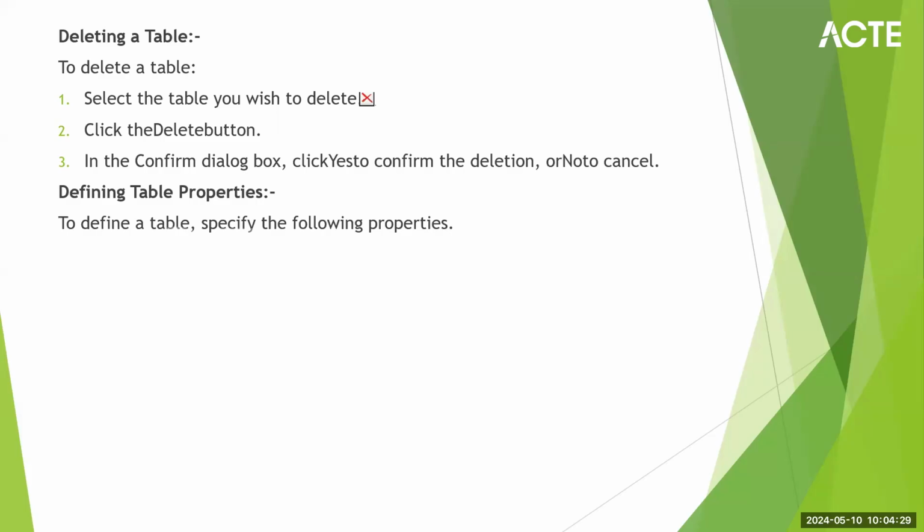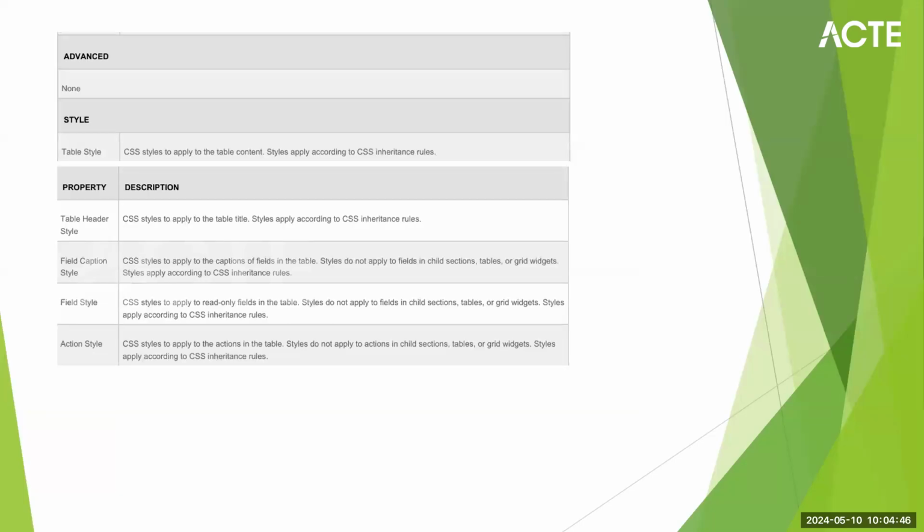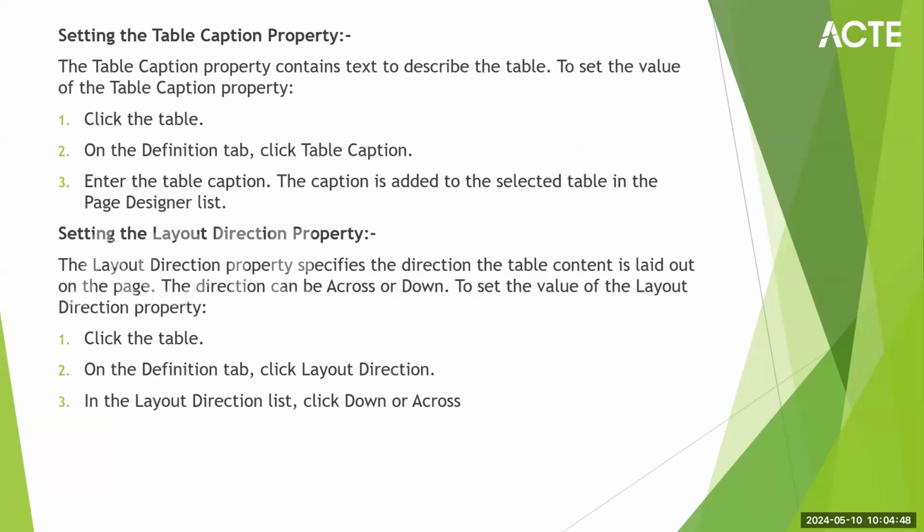Defining the table properties. Some properties are available while creating the table. So what are those? Table caption, layout, field caption position, field caption display, header caption, show condition, read only content. These are some of the properties. I'll be explaining them now.